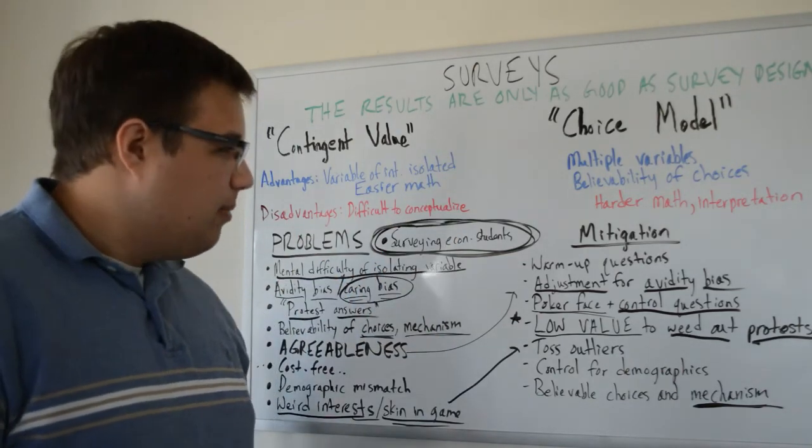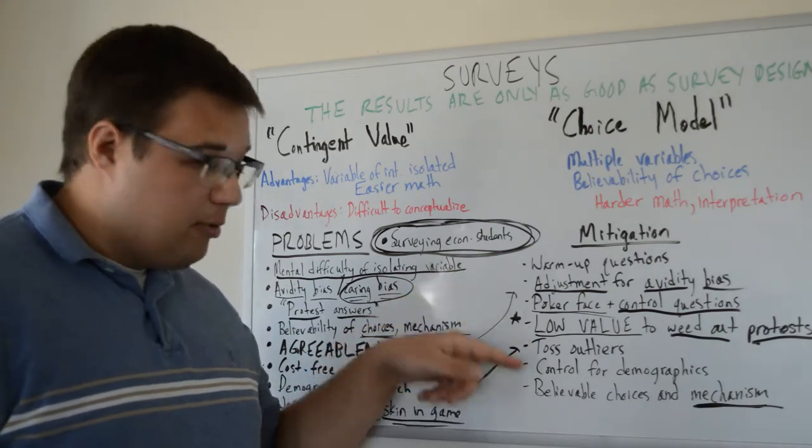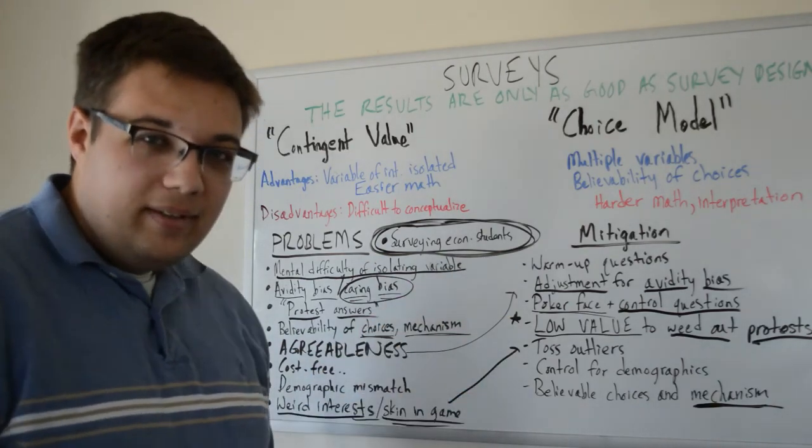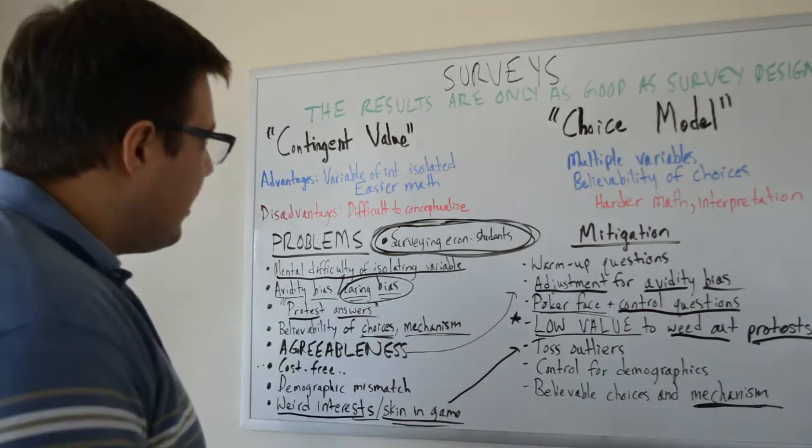So you might want to add a question to your survey on whether someone was an econ student and then just immediately throw that person out. But anyway, that's that for surveys.